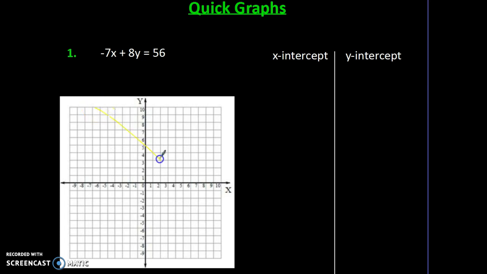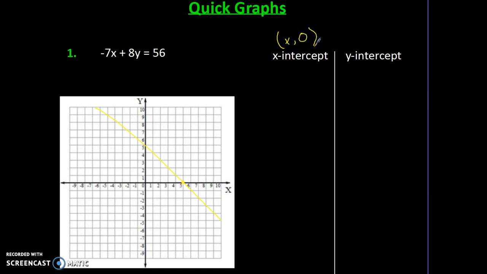So let's think about it. We have a line as such. The x-intercept is where this line crosses the x-axis. So that would be right here. Well, when that line crosses the x-axis, I know that y is always 0. So I know that the x-intercept is x is some number when y is 0. That is always.